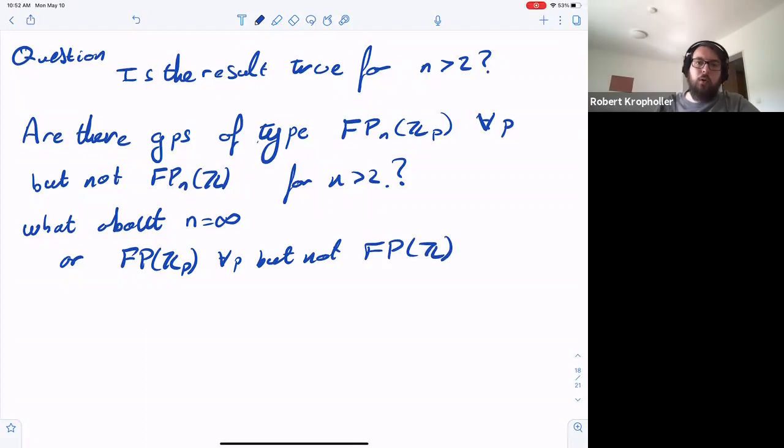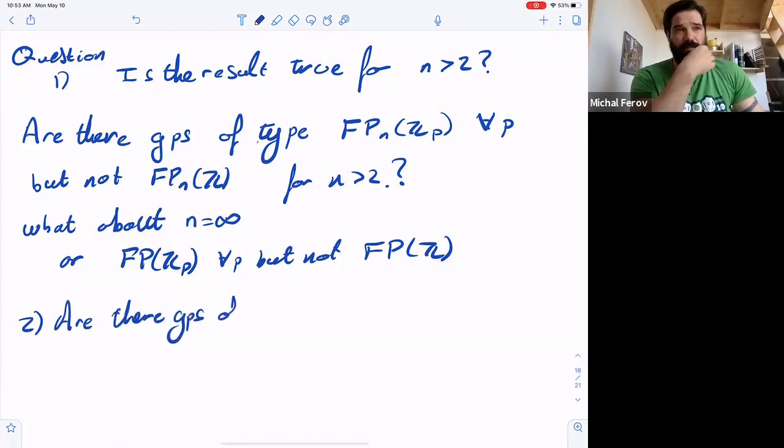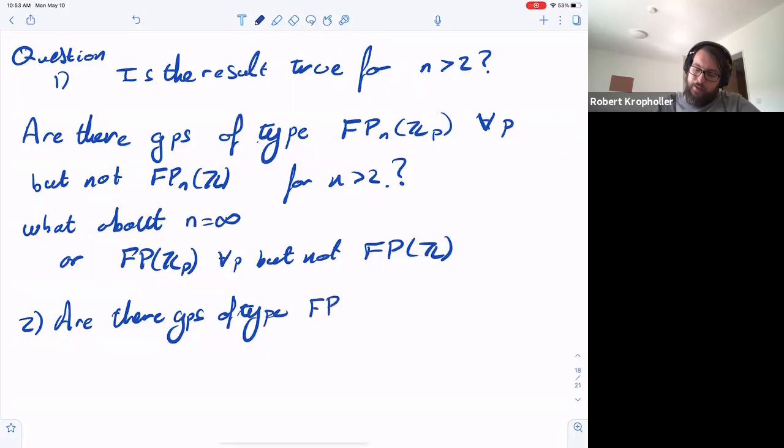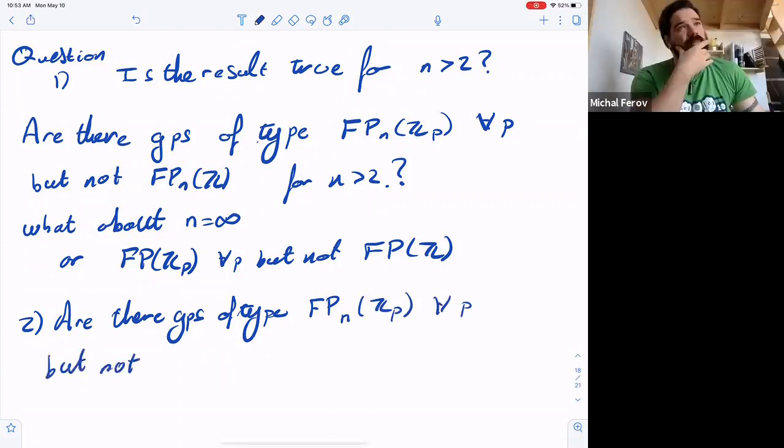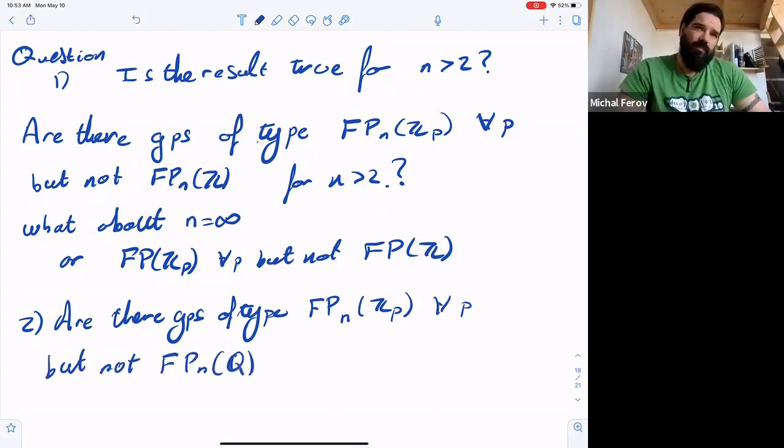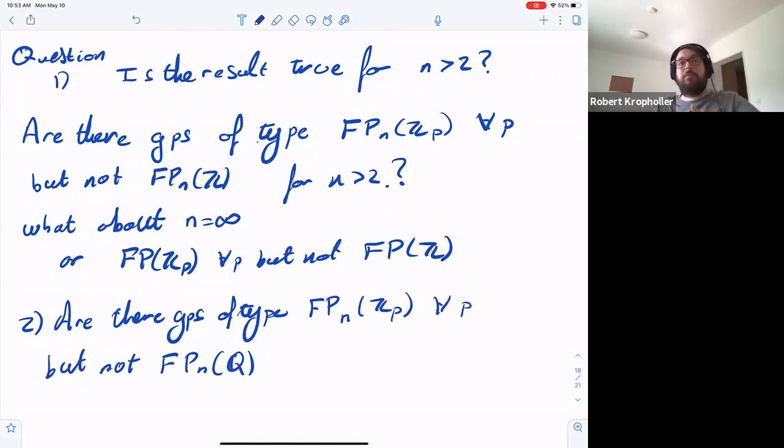And a second question: it turns out that if you're of type Fp2 for every prime p, then all of the constructions we know actually give you Fp2 over Q. So the second question is, are there groups of type Fp^n over Z mod p for all p, but not Fp^n over Q? It's perhaps just an artifact of all of the constructions that we know, that if you're of type Fp^n over Z mod p for all primes p, then you're actually of type Fp^n over Q. And it's not clear to me whether this holds more generally.